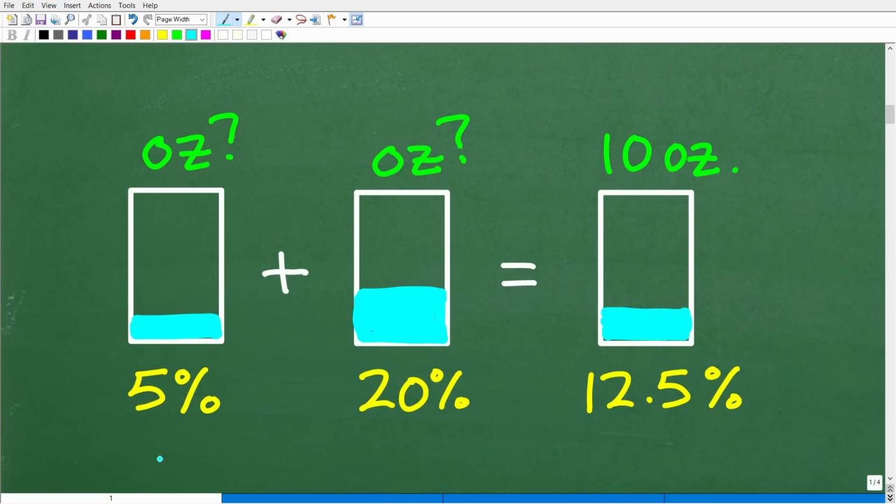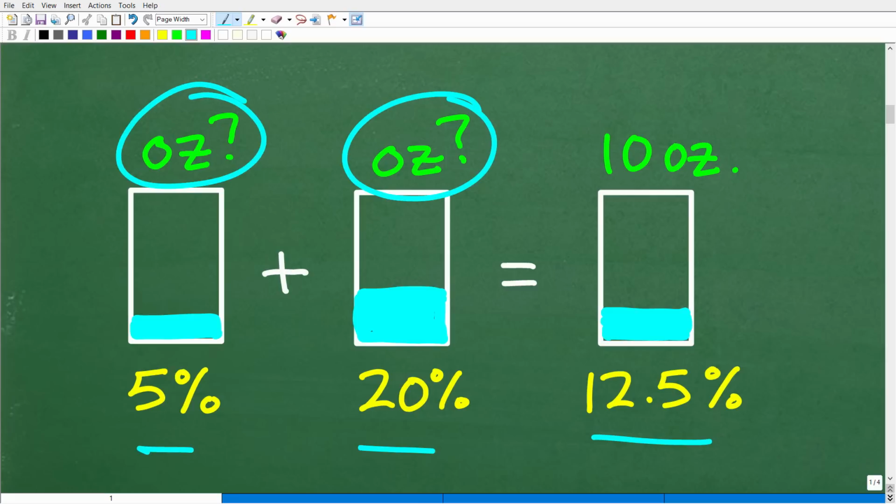Okay, so we have 5% acid over here and 20% acid over here. We want to combine these two. We want to mix them in some manner so we end up with 10 ounces of a mixture that is 12.5% acid. So the question is, how many ounces of the 5% and how many ounces of the 20% should we use, right?